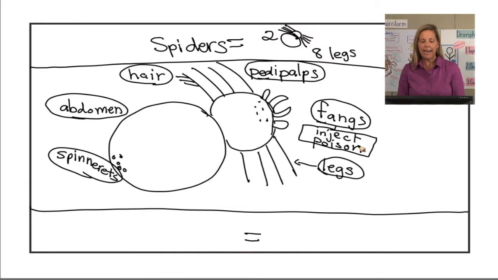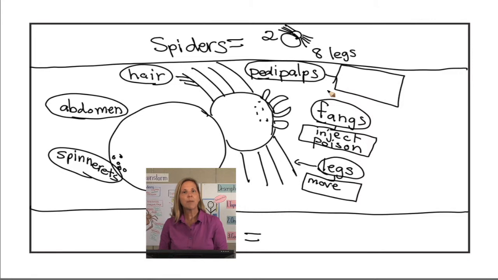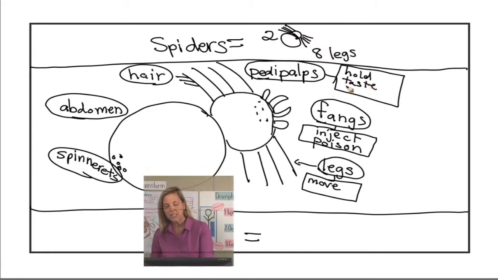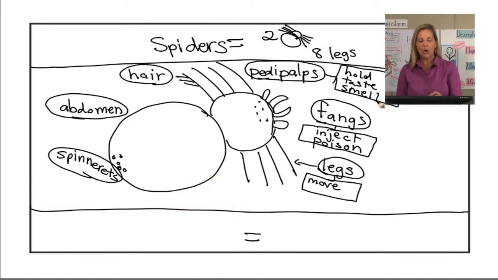Let's now go back and tell the function of the legs. What do the legs do? Again, the children are talking to each other. The legs are going to help the spider move. So the legs are the way the spider moves its entire body, whether it's on the ground or a web. Let's go to the pedipalps. What's the function of the pedipalps? What's its job? What does it do? The pedipalps hold, taste, and smell food. Ooh, that's good. That's an important part of the body.